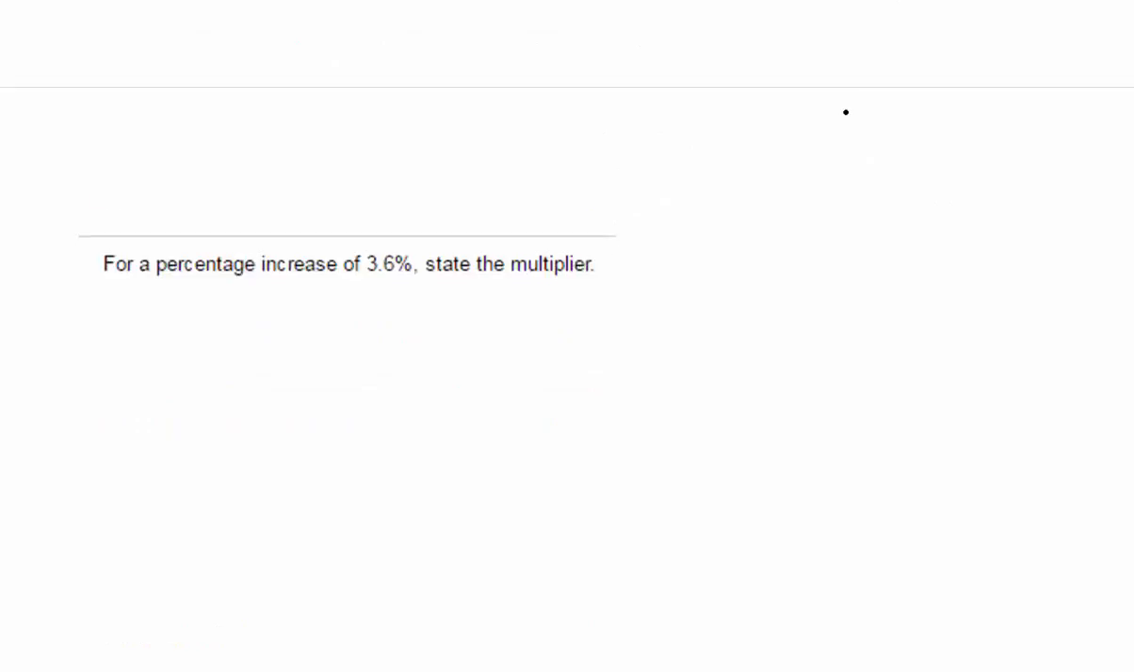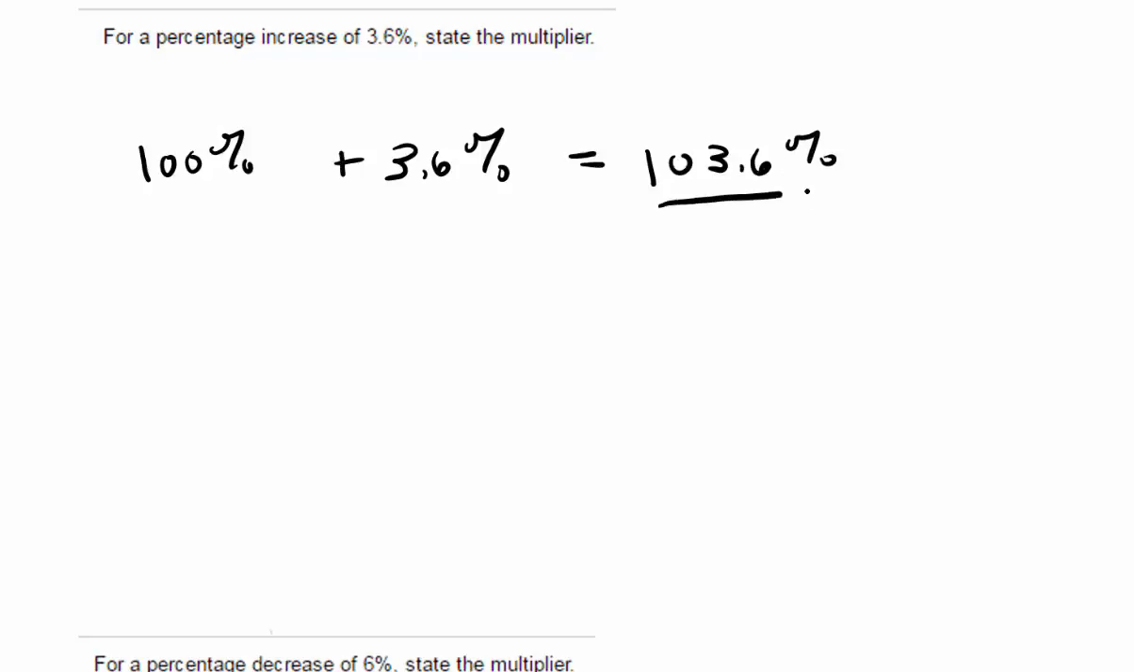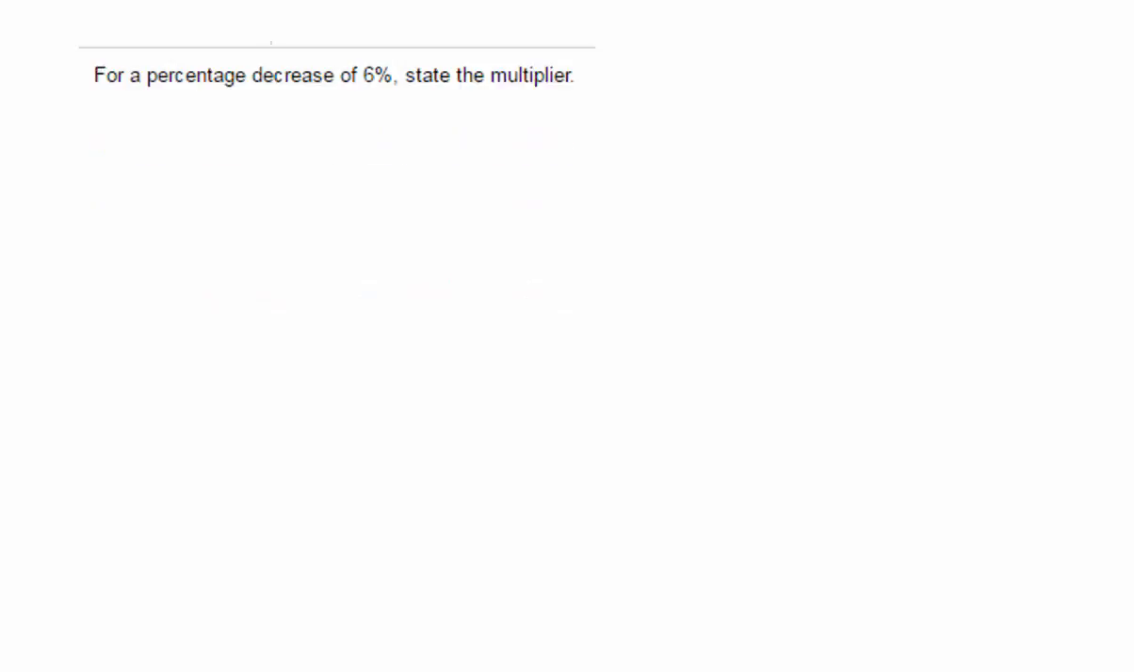Let's try another one. For a percent increase of 3.6%. Now, 3.6%. So again, I start at 100%, and I'm going to increase 3.6%, so less than 4%. So I end up with 103.6%, and again, divide by 100 to get my multiplier, which is 1.036. All right, now let's switch over to the decreases.